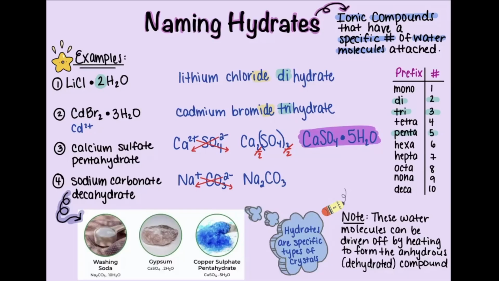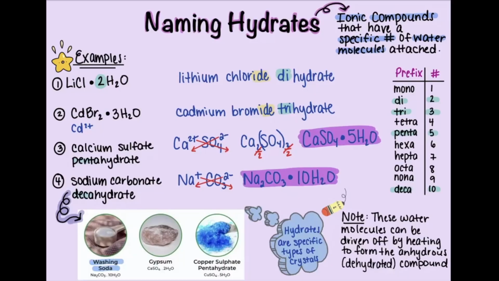Now, deca in decahydrate means 10. So we are going to attach 10 water molecules. So putting it together, we get Na2CO3, this little dot, 10 H2O. And just for fun, this compound is actually the active ingredient in washing soda. So if you've ever used washing soda for doing your laundry, you've used a hydrate. Its active ingredient is sodium carbonate decahydrate.